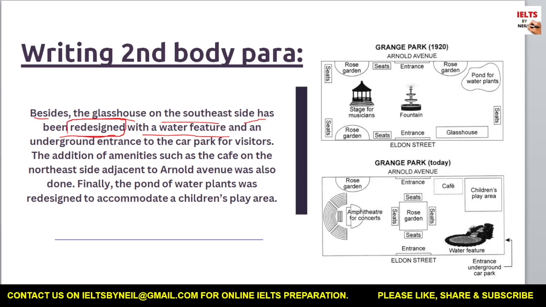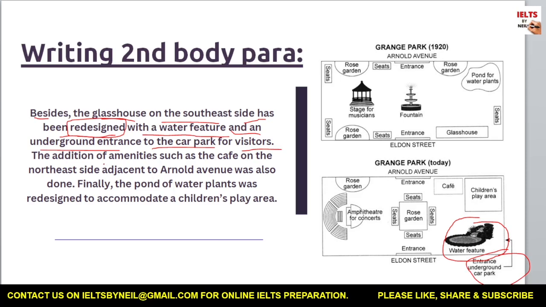We could have used converted here, we could have used redeveloped, okay? So we can use different words, different vocabulary, for just one sentence. So this is the beauty of writing maps. If we are writing about something that is newly built, we can say a new water feature has been added, or has been constructed, or has been made, or has been put in place. Okay, so there are a lot of words for map writing, right? And with an underground entrance to the car park for visitors, which is this one, right?